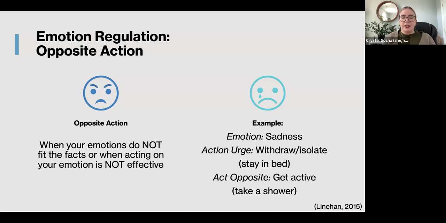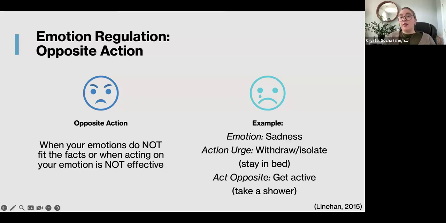In order to act opposite on that emotion, in this case, we talk about getting active, and that doesn't mean being happy. The opposite of sadness is not happiness. It's the opposite of that action urge. So if the urge is to stay in bed, okay, can we plant our feet on the earth, stand up? Can we go brush our teeth? Can we go wash our face? Can we go take a shower? And can we continue to act opposite on this action urge?